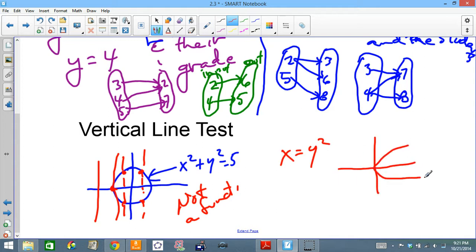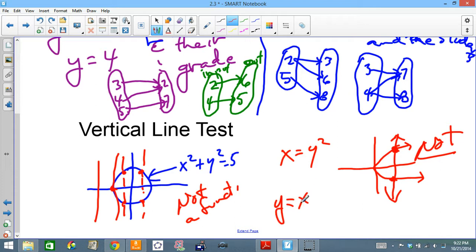It looks like this. Look what happens when I put a vertical line through here. That vertical line passes through the parabola at two different points, and so that is not a function.